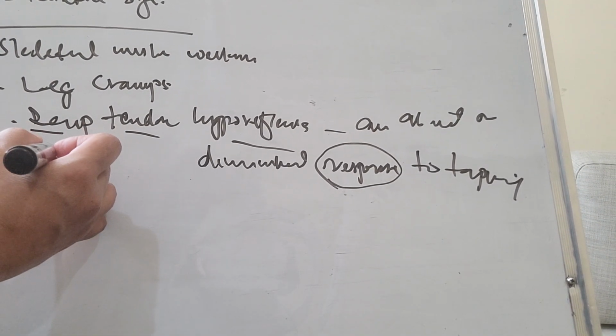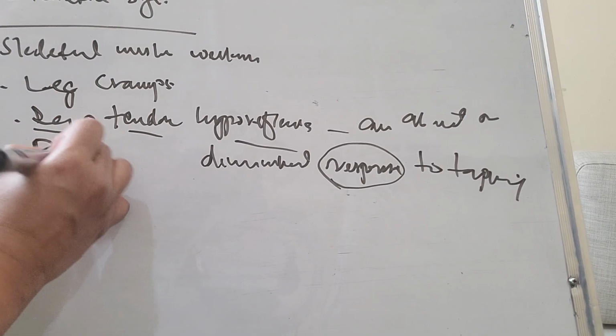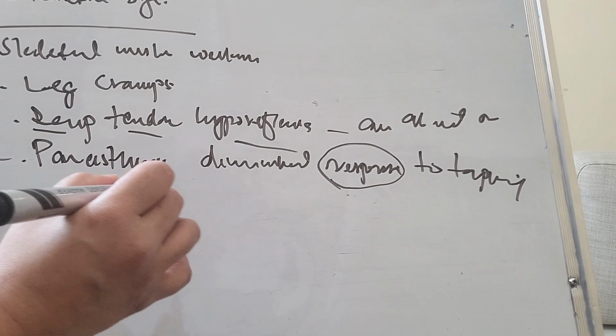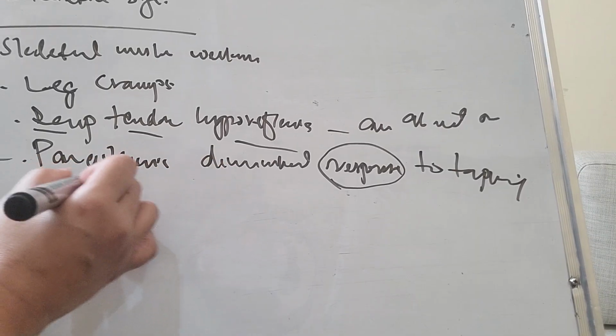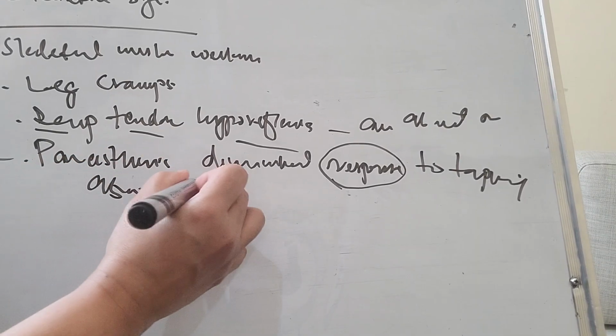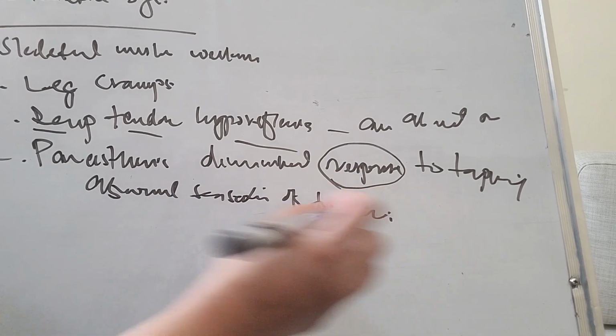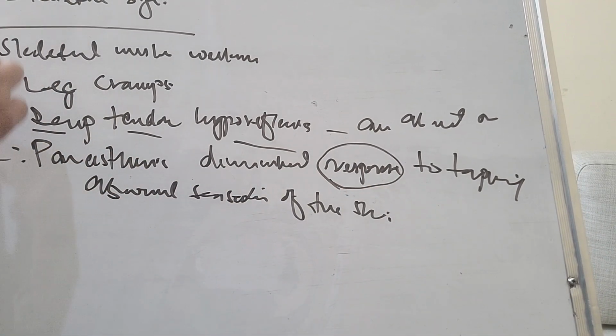Then paraesthesia. Paraesthesia means abnormal sensation of the skin. That is also a result of hypokalemia.